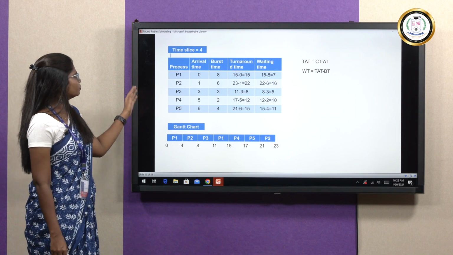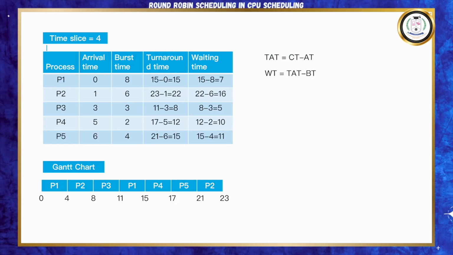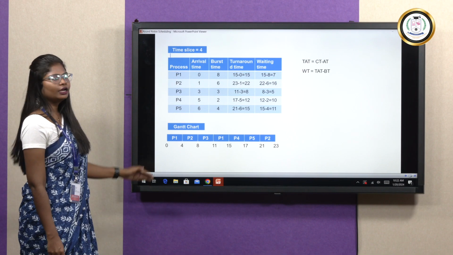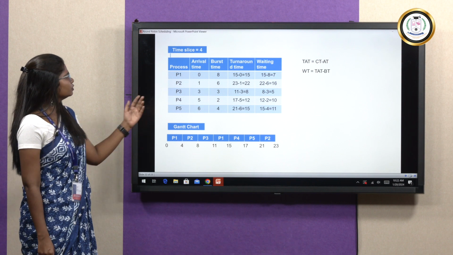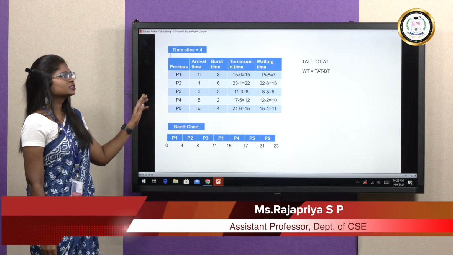And for the next one, P2, in the same way, from the last, P2 is settled at the last. So the completion time of P2 is 23 and the arrival time of P2 is 1. So the answer will be 22. And in the same way, it will be calculated for each and every process, and the waiting time is calculated by turnaround time minus burst time.